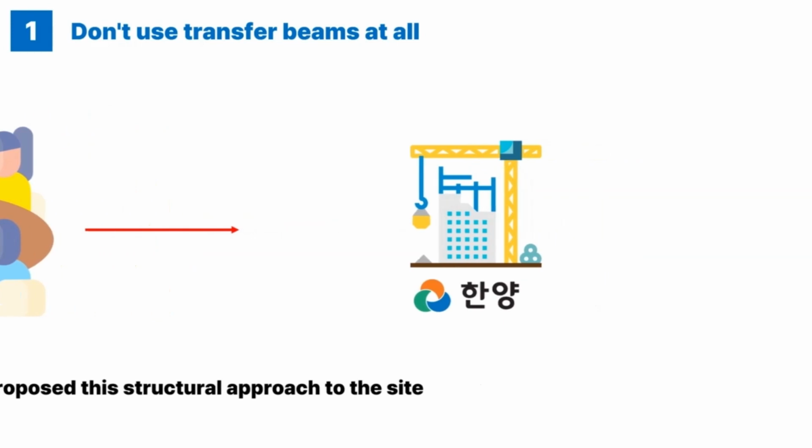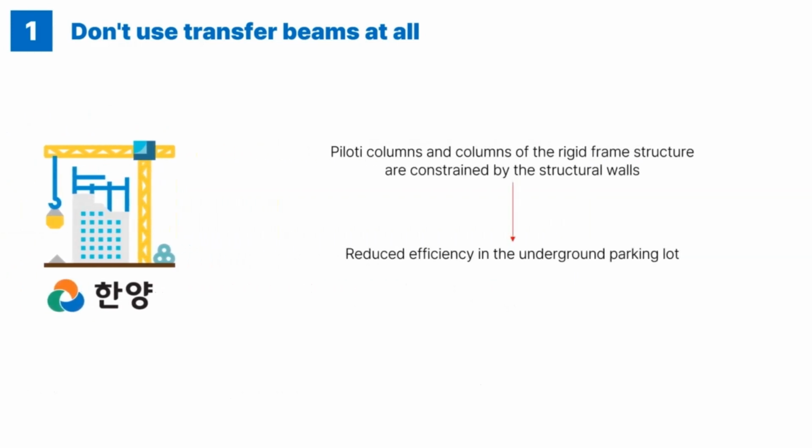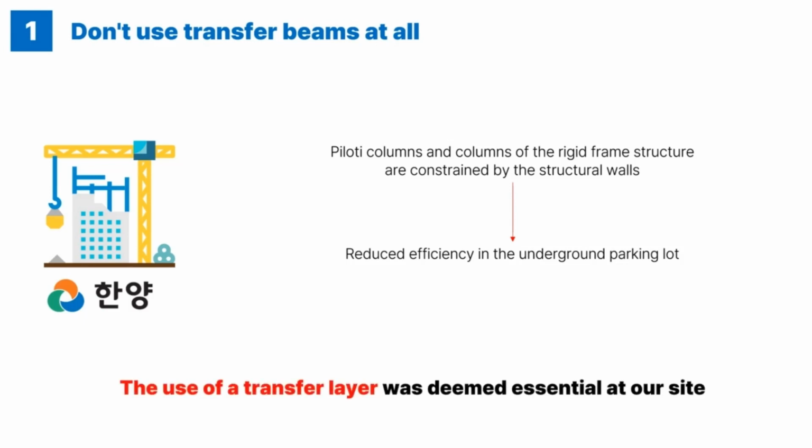However, despite the advantages it has, it was determined that this approach is not feasible on the site due to the drawback of reduced efficiency in the underground parking lot, as the pilotis columns and columns of the rigid frame structure are constrained by the structure walls. Therefore, the use of a transfer layer was deemed essential at our site to maximize the efficiency of the underground parking lot.